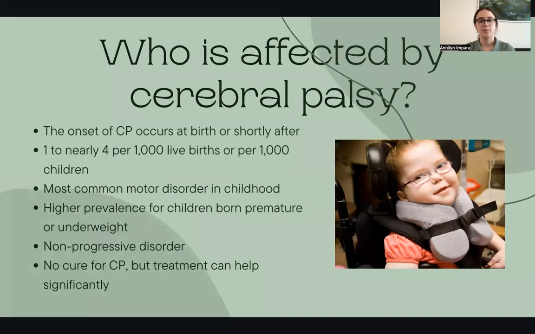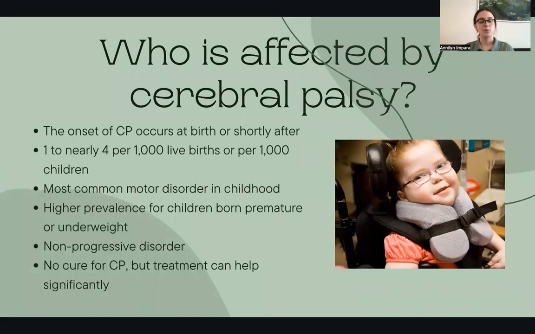So who is affected by cerebral palsy? Only kids, infants, and babies can be diagnosed with cerebral palsy. That's because the onset of CP occurs before, during, or after birth. So adults cannot be diagnosed with cerebral palsy. It's something that has to be from birth or shortly after birth.